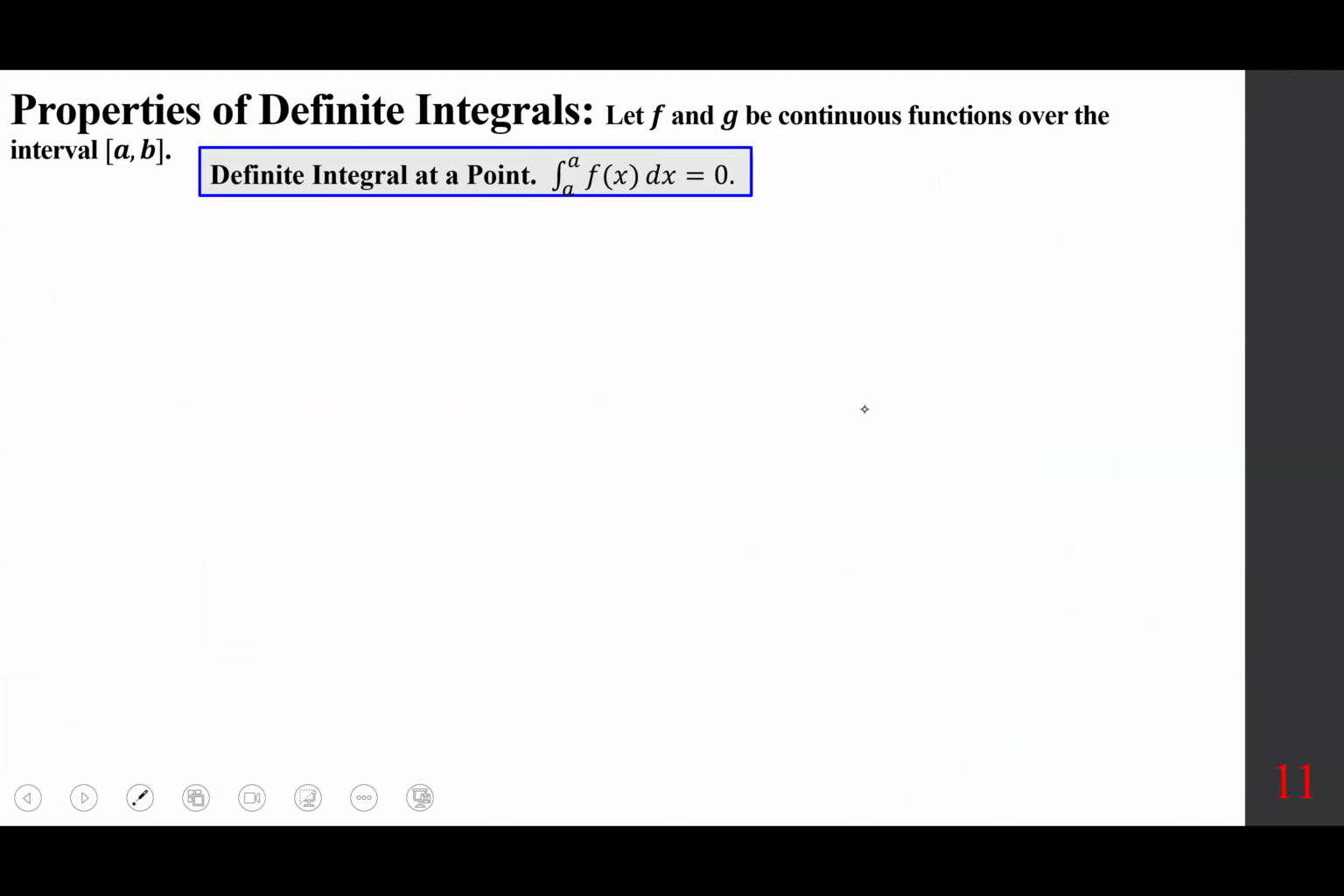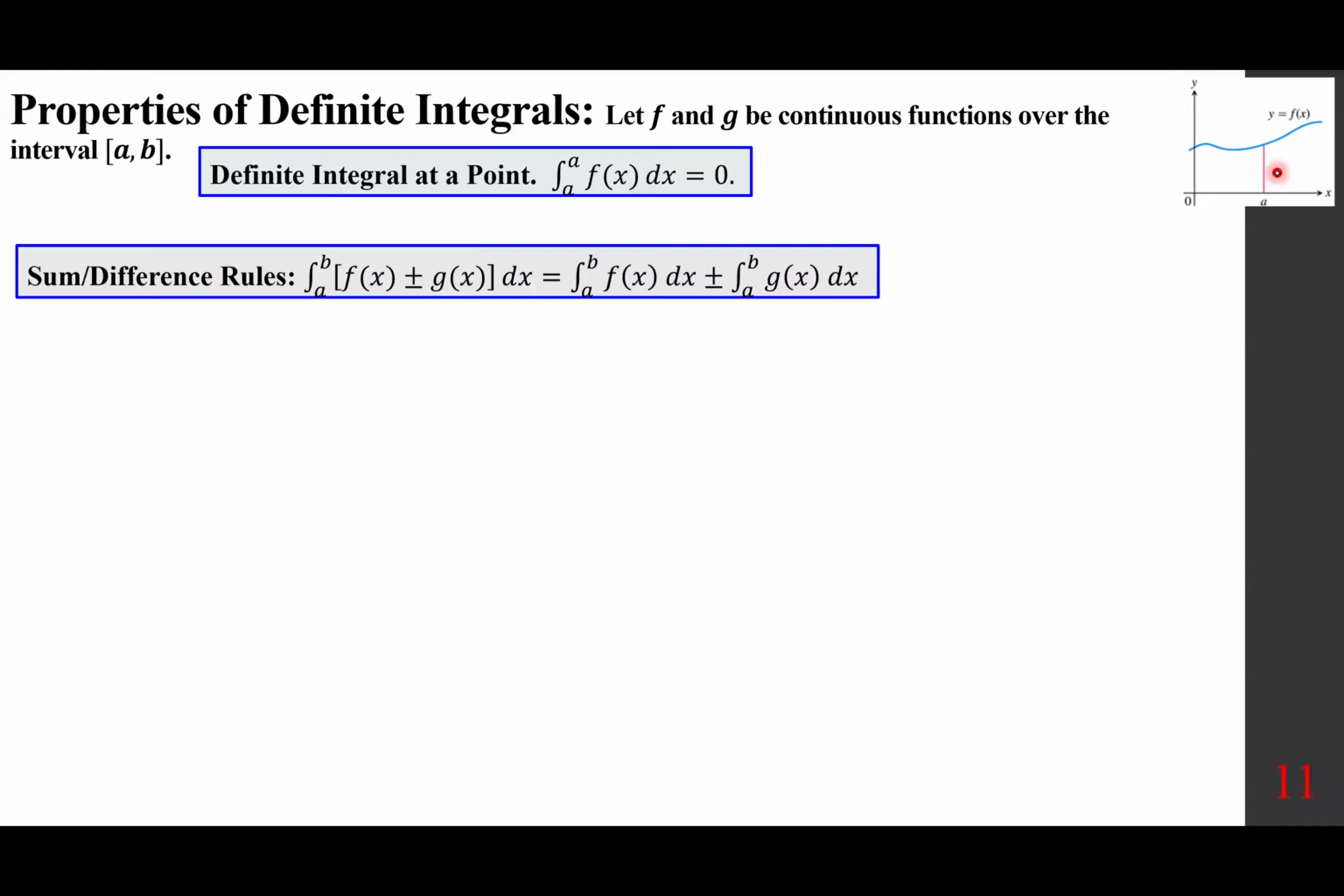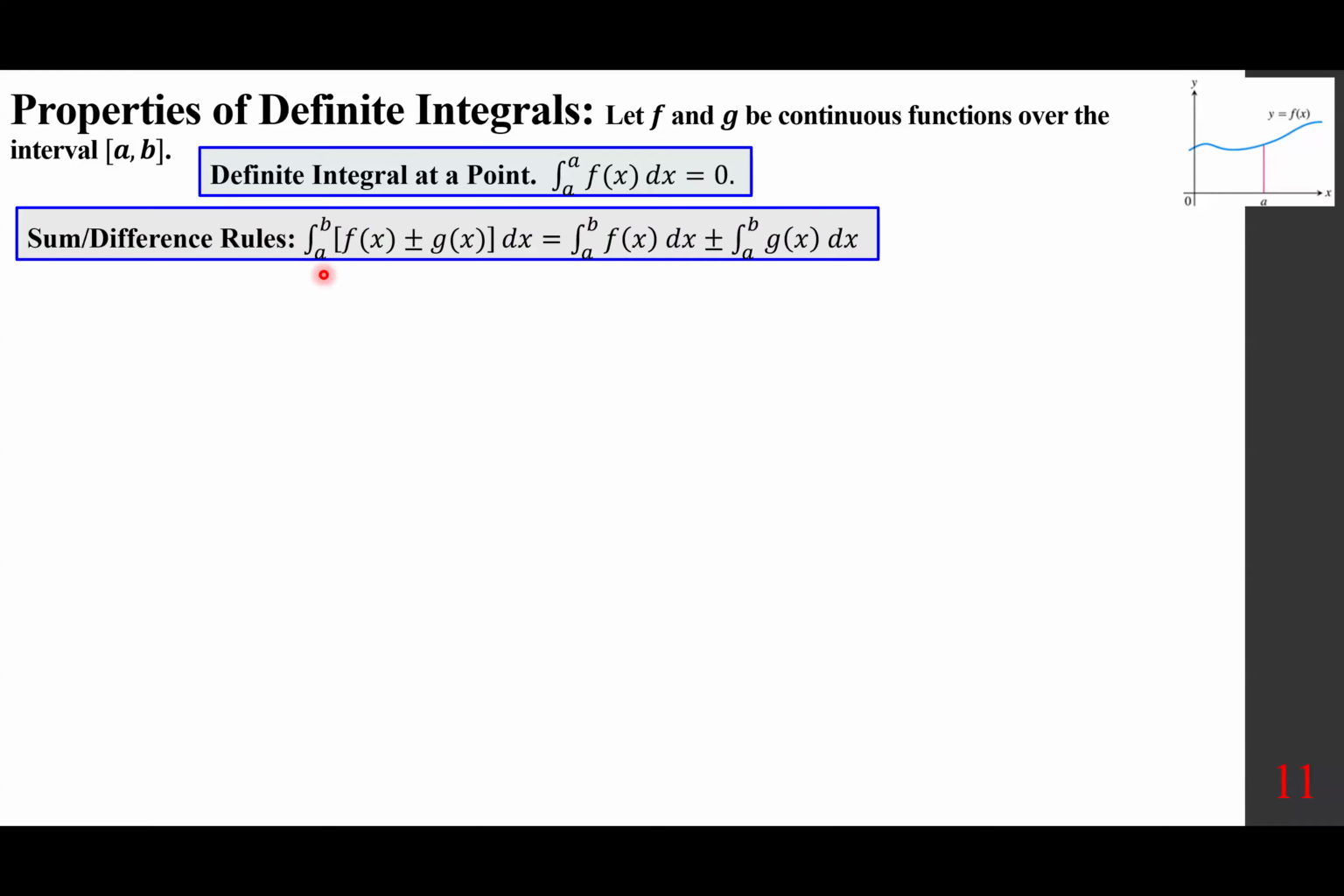Properties of definite integrals. Let f and g be continuous functions over the interval of a to b. The definite integral at a point, the integral of a to a f of x dx is 0 simply because it doesn't cover any area, or you can say delta x becomes 0. Sum and difference. The integral of a to b f of x plus minus g of x dx, you can cut them into two pieces. The integral of a to b f of x dx plus minus the integral of g of x dx from a to b. So this piece and this piece, we can add them up.